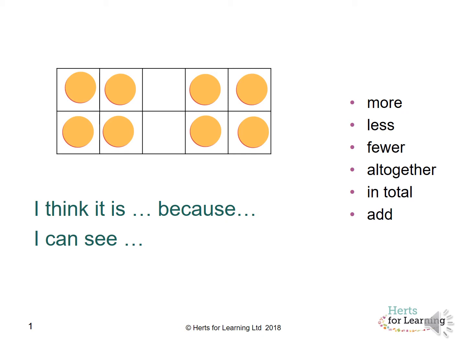So if we need 2 more to make 10, and then 10 and 10 is another 10 more to make 20, we know that we need 12 more to make 20. So well done if you got that answer.